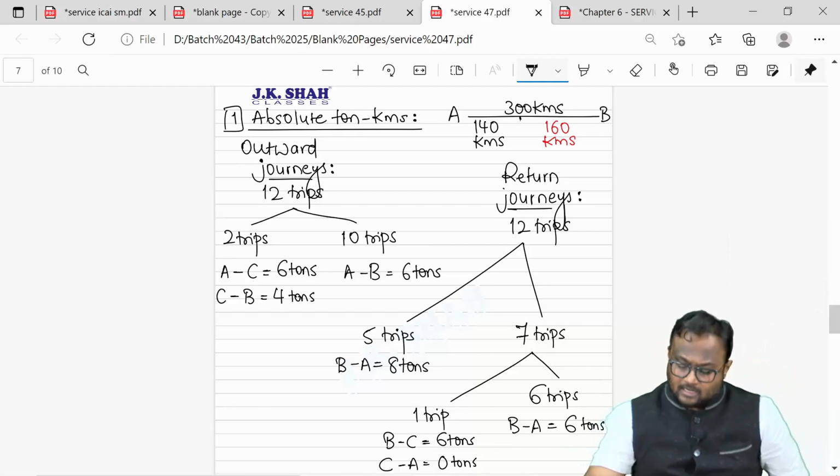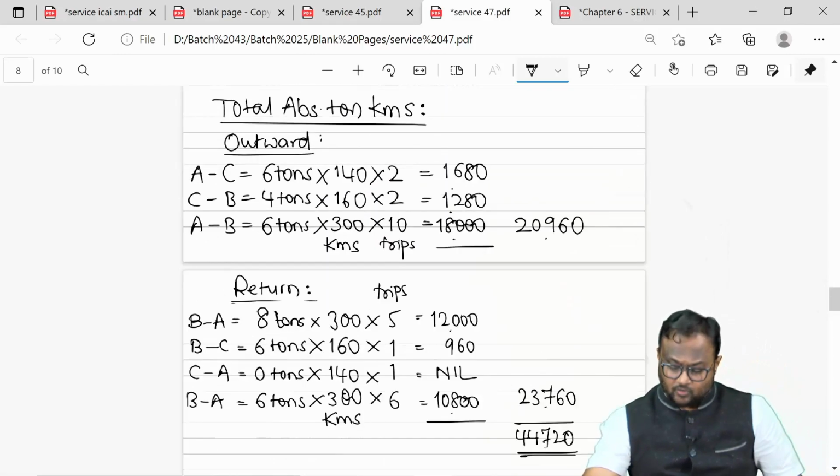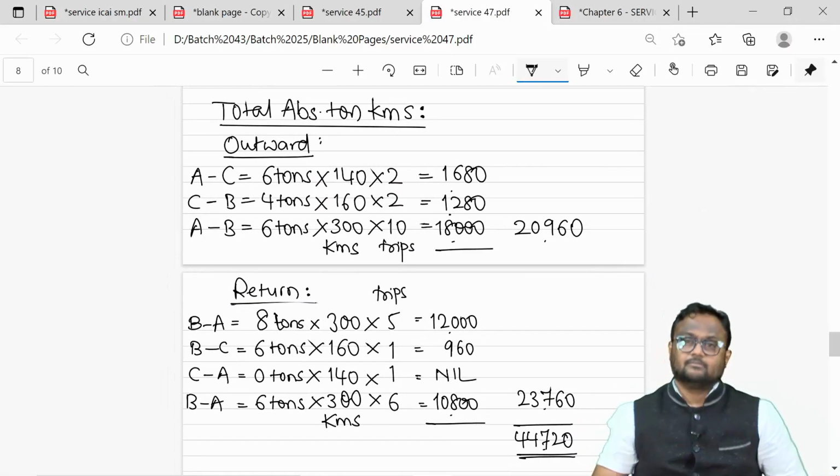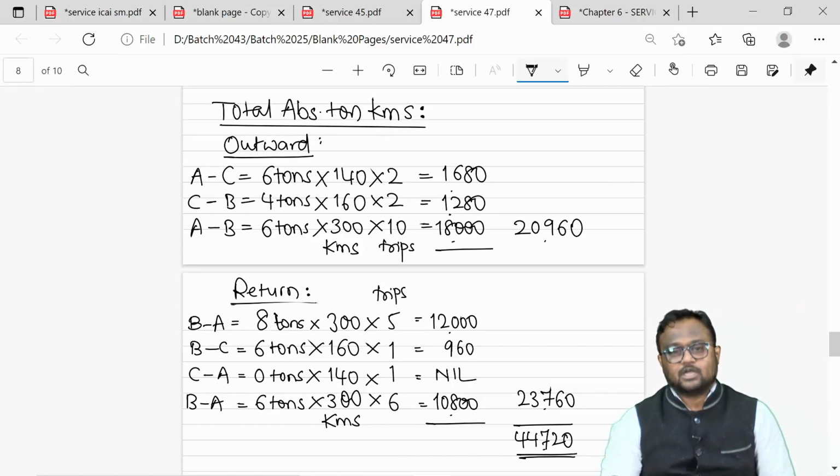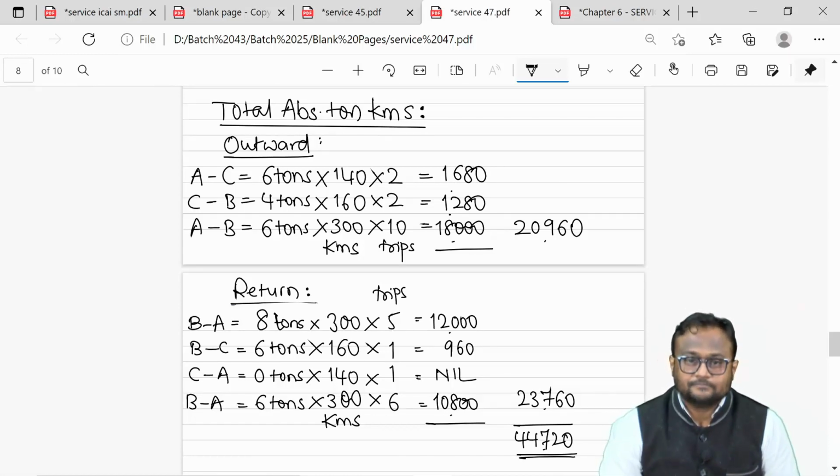Wonderful. And now for the absolute ton kilometers calculation, you can copy this as well. This is now simple: tons into kilometers into trips. Finished. That is why that chart is important. Go through that chart, you will be able to understand everything now.